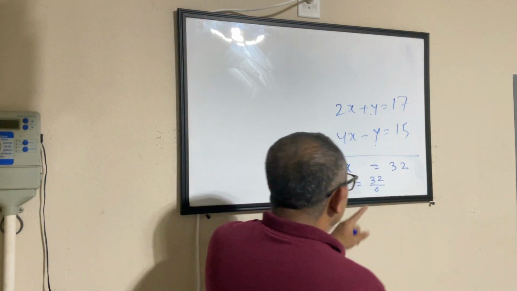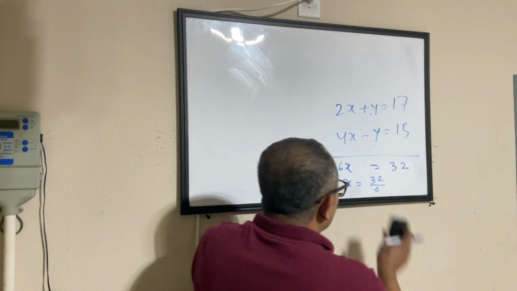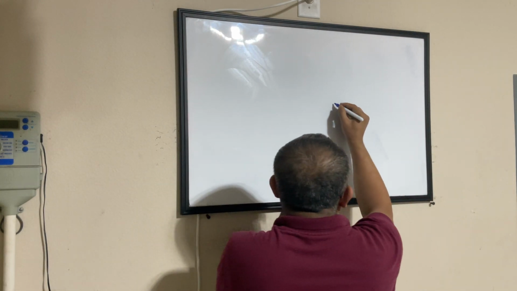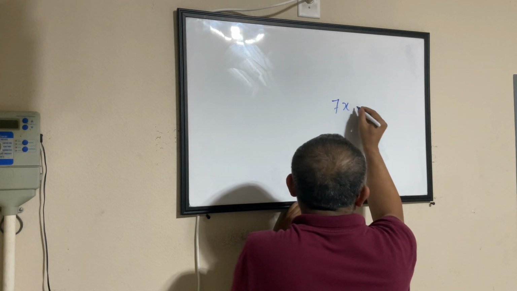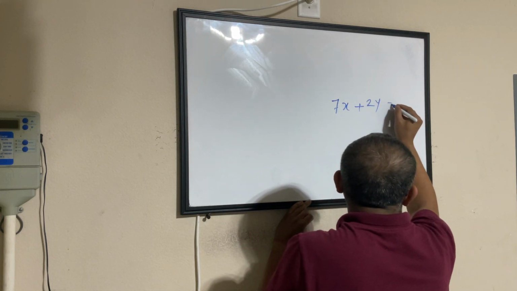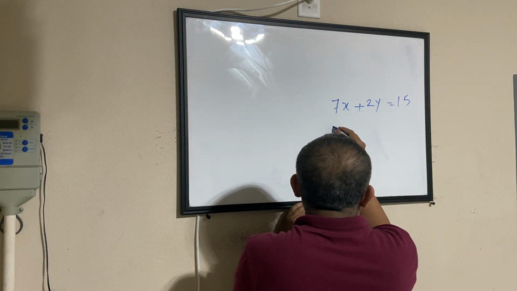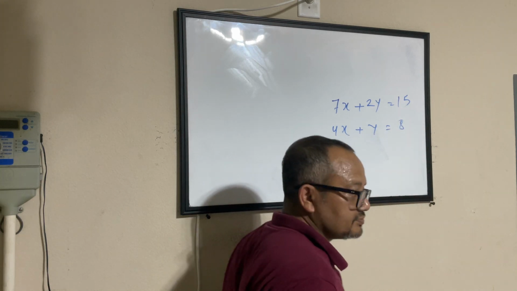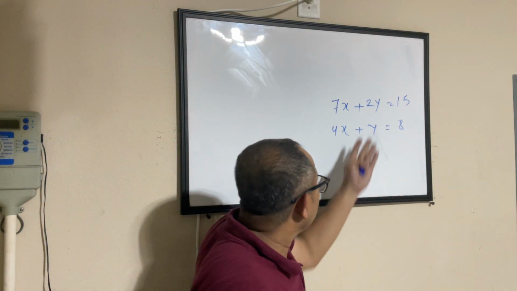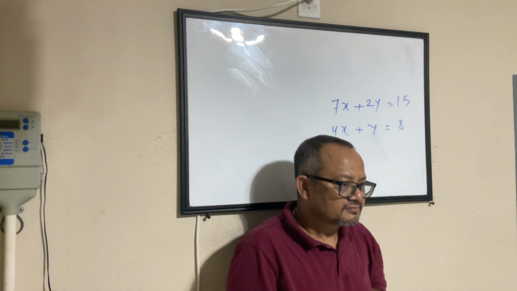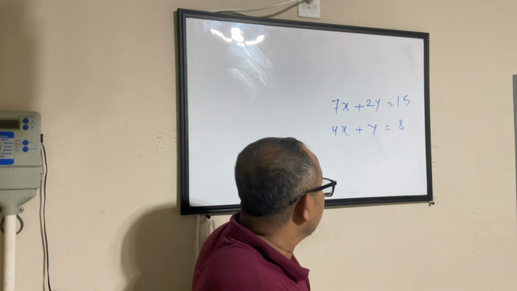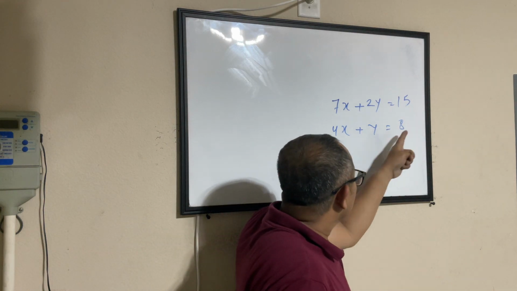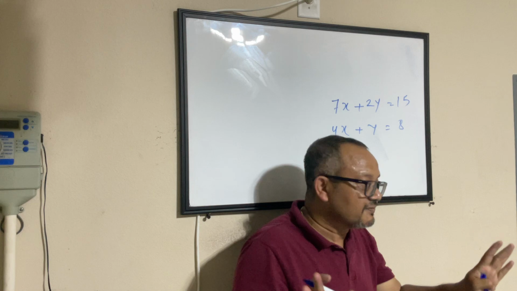Okay. So this was one of the ways to eliminate. Now let's look at one more example. Let's say I had 7x plus 2y equal to 15 and 4x plus y equal to 8. Now if I add them or subtract them, there's no straightforward solution. But we know that we can multiply an equation and that doesn't change the value.